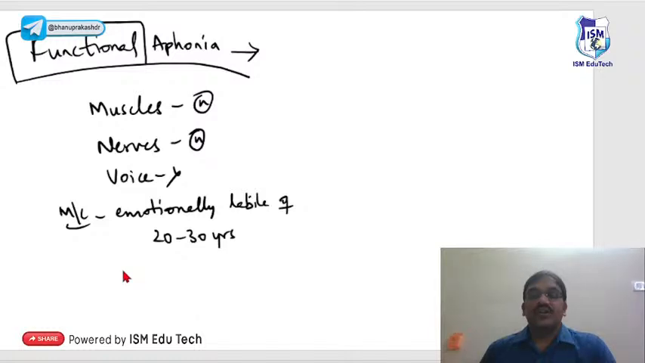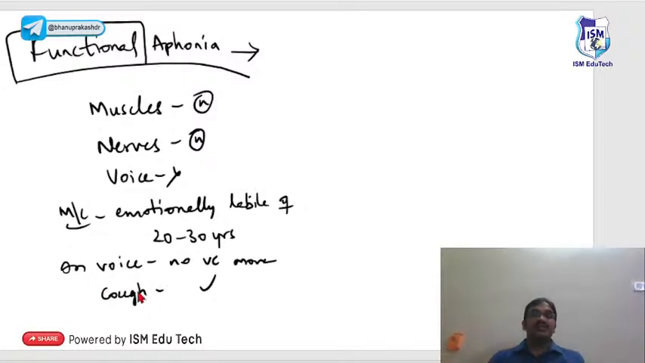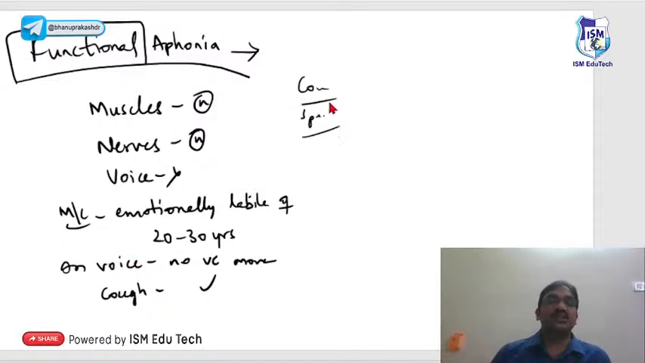When you are doing a laryngoscopy in these cases, ask the patient to talk: there won't be any vocal cord movement, but ask the patient to cough, and the vocal cord movement will be there. On phonation, no vocal cord movement, but on cough, there is movement. If there is any real lesion, then even if the patient tries to cough, there should not be any vocal cord movement, because when the muscles are paralyzed and the nerve supply is lost, how can the vocal cord move? So the treatment for this is just counseling, and if that does not work, speech therapy can be given. That condition is called functional aphonia.